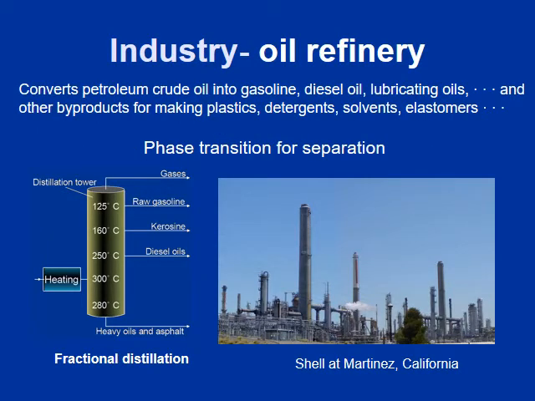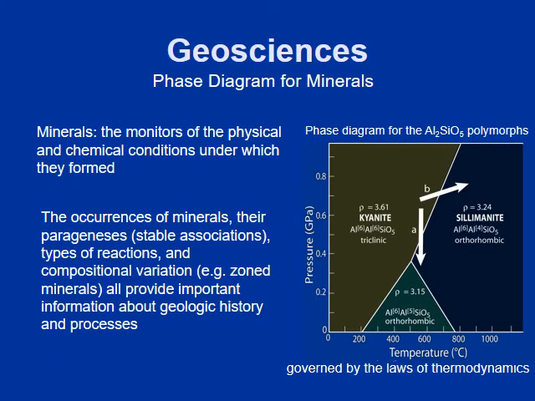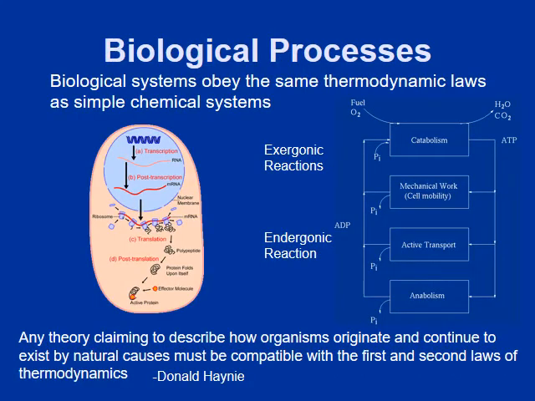For example, in industry, you may see many distillation towers as shown here. These distillation towers utilize phase transition to separate the components according to their boiling points. In geoscience, minerals may exist as different phases that are governed by the laws of thermodynamics. The study of minerals provides important information about geological history and processes. Biological systems obey the same thermodynamic laws as simple chemical systems. Chemical reactions that occur inside the cell must obey the first law and the second law.